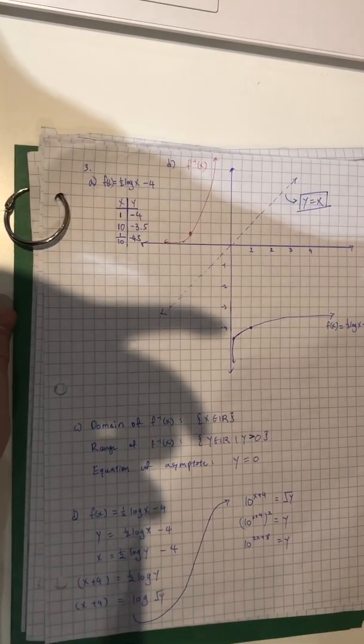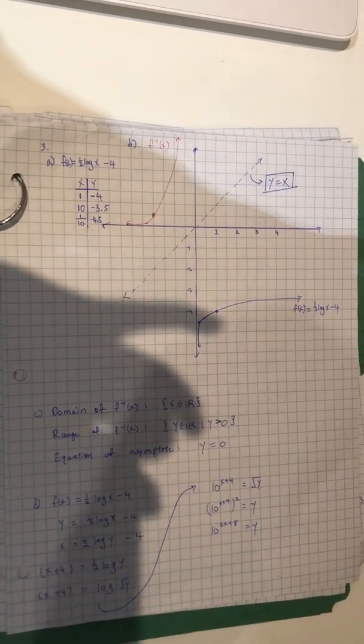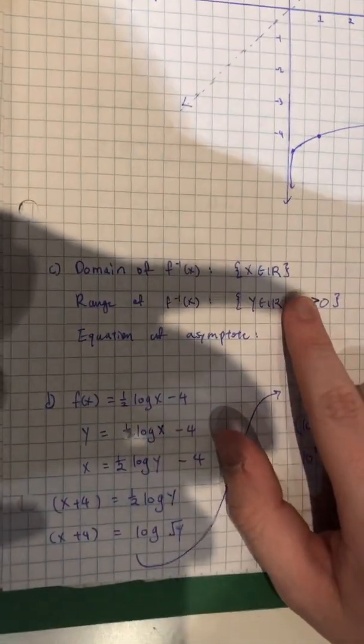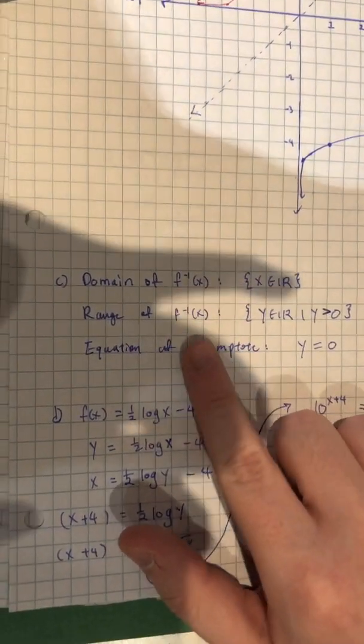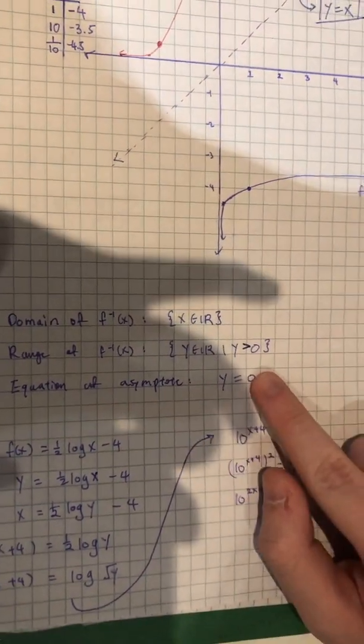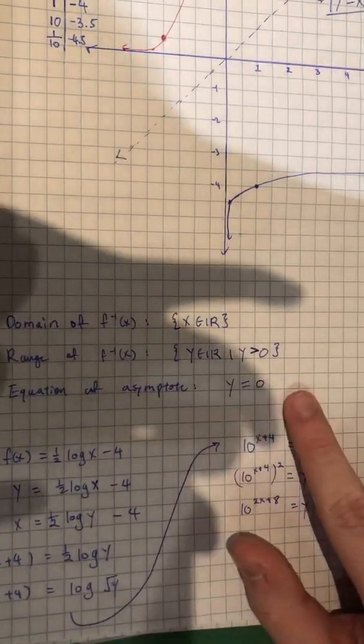C. Determine the domain, range, and equation of the asymptote of the inverse of f(x). The domain of the inverse of f(x) is x belongs to the set of real numbers. The range of the inverse of f(x) is y belongs to the set of real numbers such that y is greater than 0. The equation of the asymptote is y equals 0.